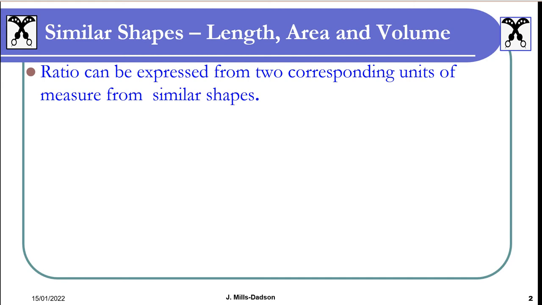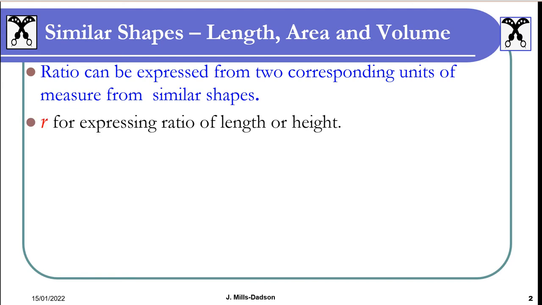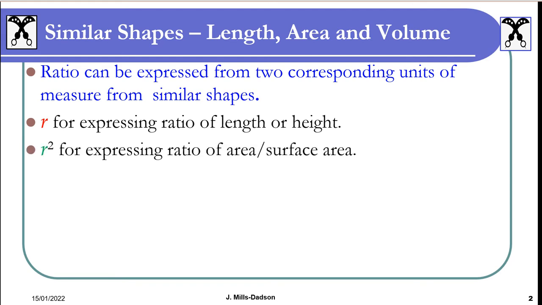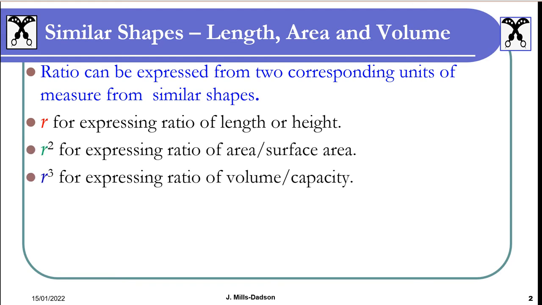Ratio can be expressed from two corresponding units of measure from similar shapes. So this lesson is typical to what we talked about, scale factor. Let R represent the ratio of length or height. R squared is for area and surface area. R cubed is for volume and capacity. And the same dynamics works here.